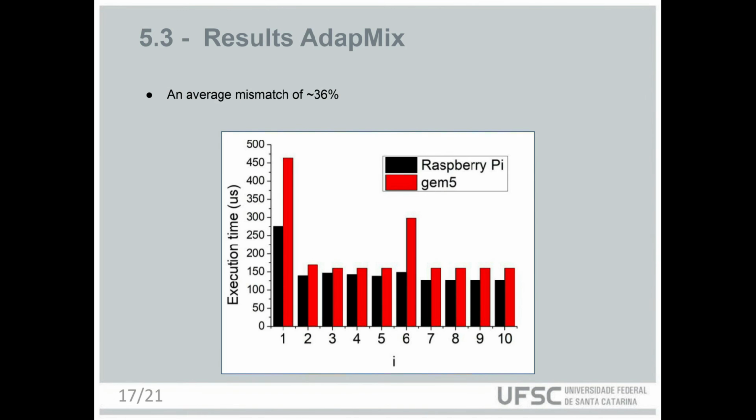When we compared the execution time of the first 10 control loops for the adaptive mixing control program, we saw an average mismatch of around 36% between the gem5 simulation data and real hardware test. This was also the first control program to show a relatively high mismatch that wasn't only on the first control loop. For this control program, both the first and sixth control loop showed high mismatch.